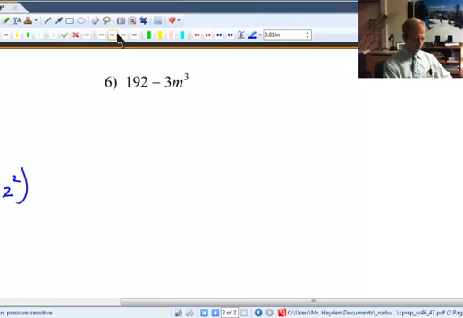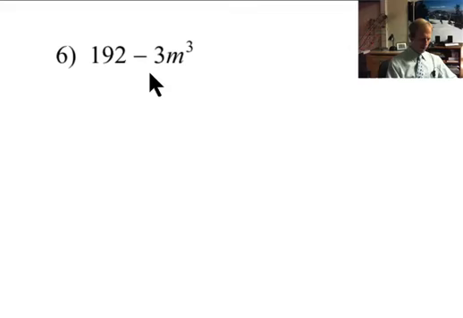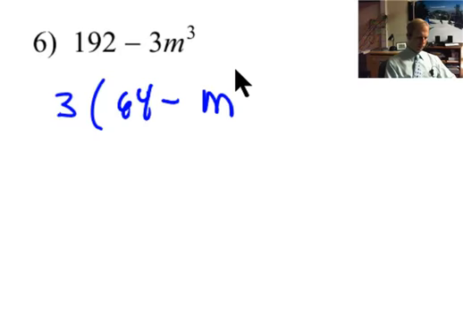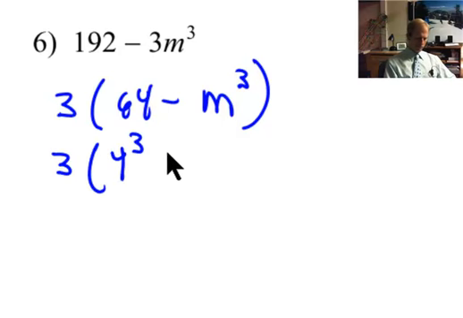Alright, in the next one I also have perfect cubes, but this time it's the difference of perfect cubes, and I see that I'm going to have a GCF to factor before I get to the perfect cube part. So it looks like I'm going to be able to factor out 3, and that's going to leave me with 64 minus m cubed. Now 64 is 4 to the third power, and that means an m cubed is just m cubed.